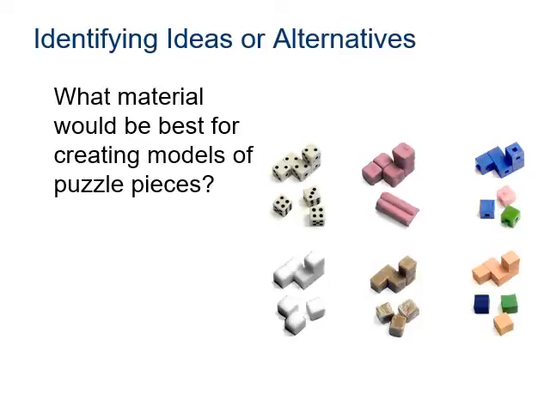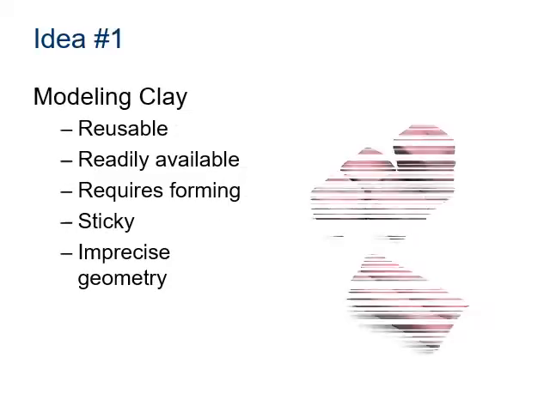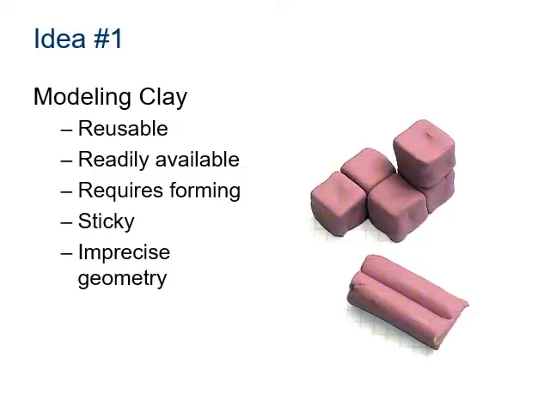A decision matrix could be used to decide what type of option would be best to use to set up a prototype puzzle cube, similar to the puzzle cubes that I showed you earlier in the year. For example, let's say we were to look at what material would be the best. You've got 6 different options here. First idea is maybe modeling clay.